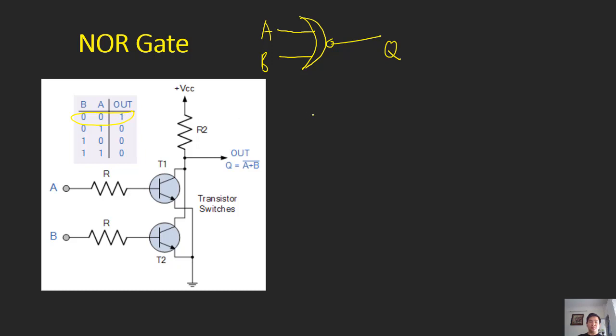You can consider, for example, A equals 0, B equals 0. So what happened? You see that two transistors are in parallel. So if A equals 0, B equals 0, meaning the transistors will close. T1 is closed, T2 is closed. So the current will be stuck here. The current cannot go to the ground, and at the output we have a value of voltage, meaning a high voltage. So Q equals 1. That's why we have these values.